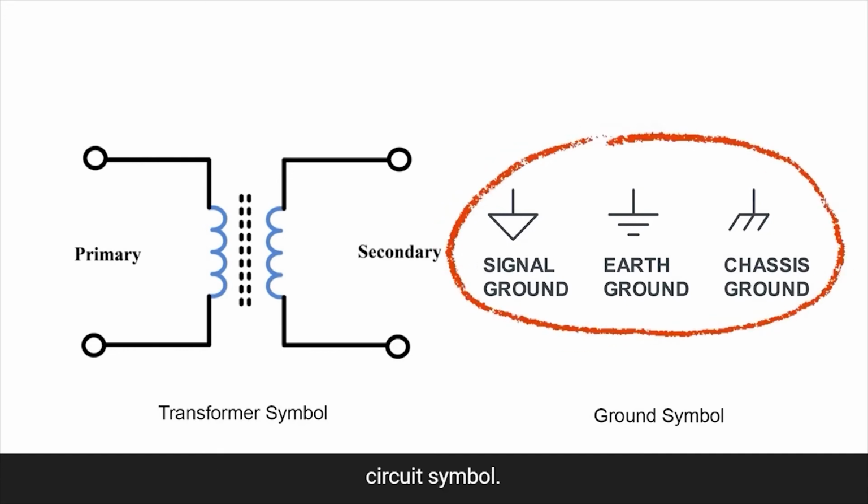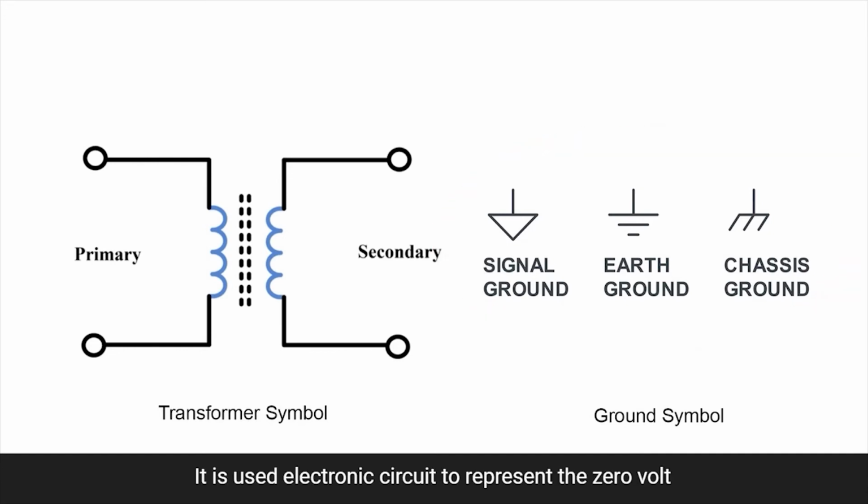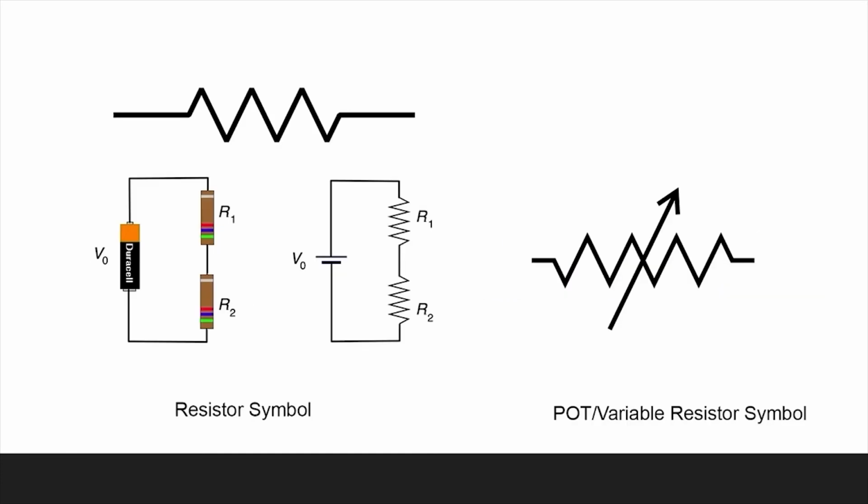This is the earth circuit symbol. It is used in electronic circuits to represent the 0 volt of the power supply. It can also be defined as the real earth when it is applied in radio circuits and power circuits.